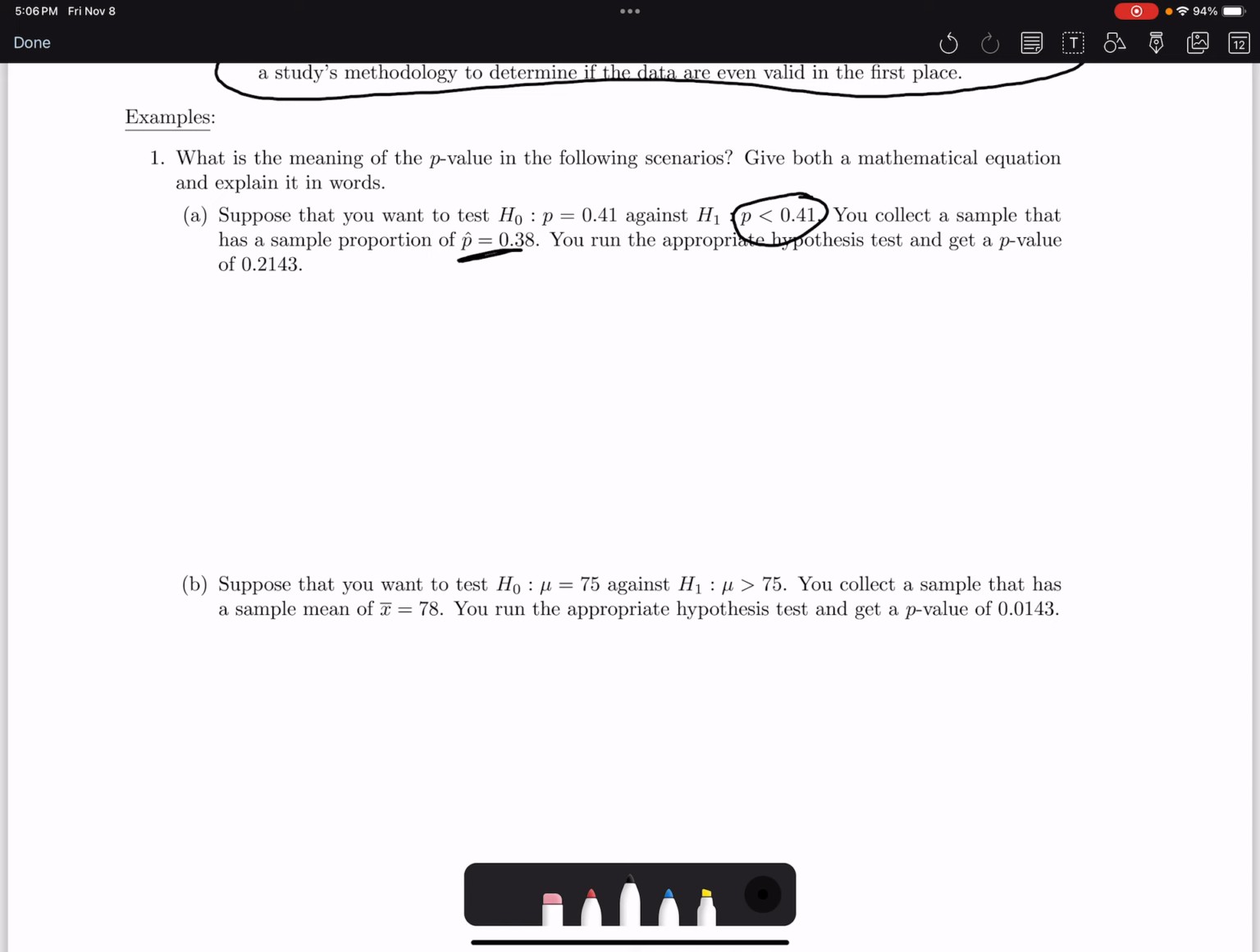Okay, so this sample proportion is our sample evidence in this case, and 0.38 is indeed less than 0.41. But the question is, is it enough of a difference, right? Is there enough of a difference between what we assumed in the null hypothesis and what we observed in our sample for us to conclude that the null hypothesis should be rejected? And to answer that question, we run a hypothesis test. And so let's say that we do that. Let's say that we run a hypothesis test and we get a p-value of 0.2143. We're asked to explain the meaning of this p-value.